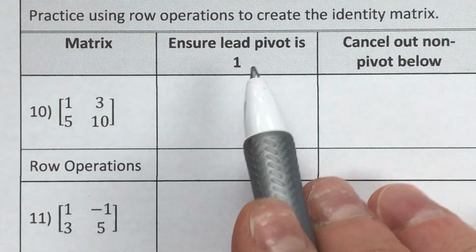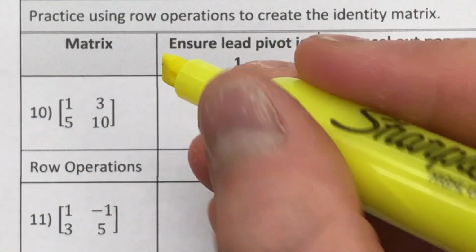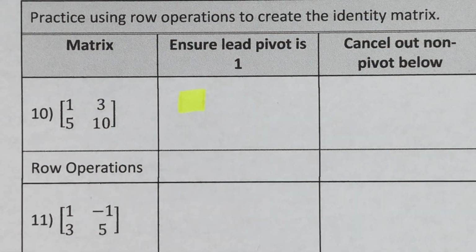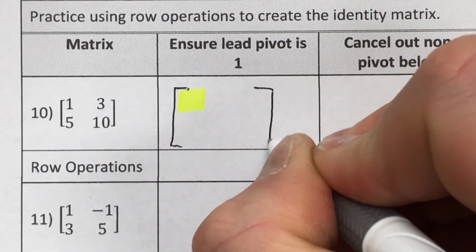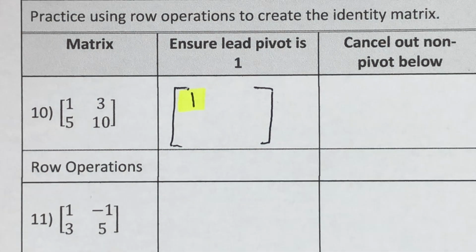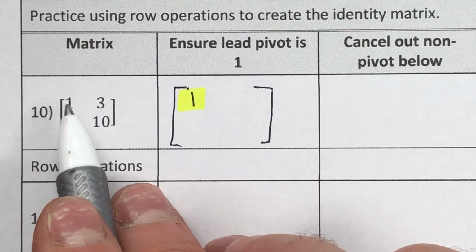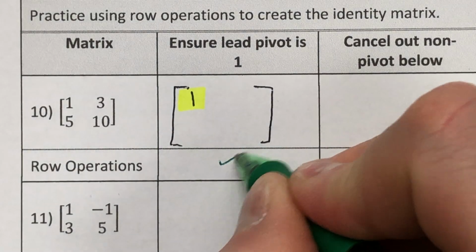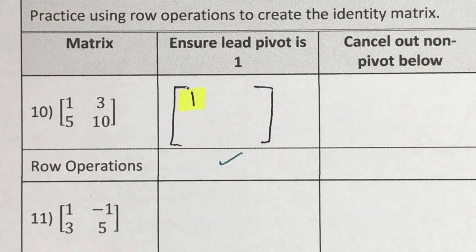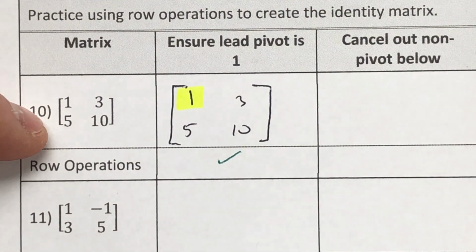Our first step is to ensure the lead pivot is 1. So I want to make sure my lead pivot, which is the top left corner, is a 1. I don't care what else is going on in the matrix. I want that number to be a 1. Look over here. What do I multiply or divide by to get that into a 1? Well, nothing. I don't need to do anything for this one, which means the rest of them, 5, 3, and 10, are good to go.